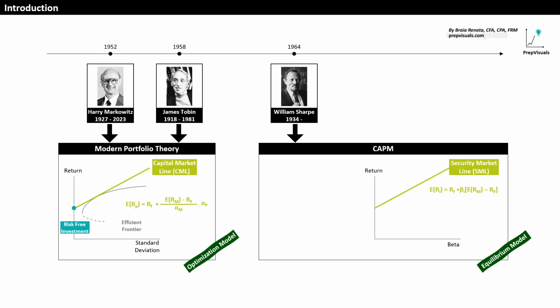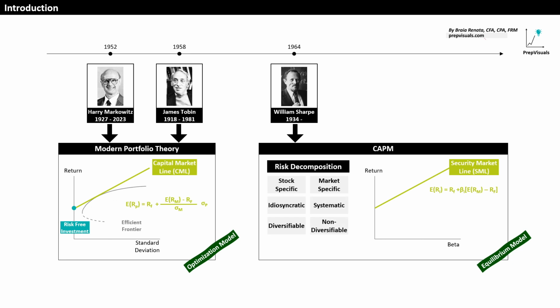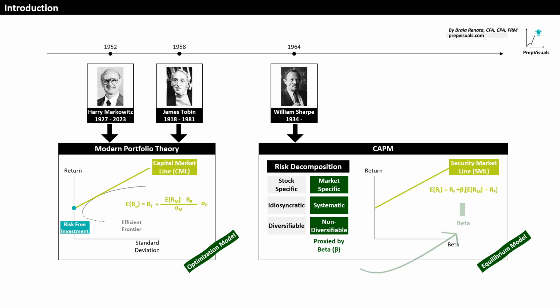However, before arriving at CAPM, Sharpe is especially known for decomposing risk into stock-specific and market-specific risk, which are also called idiosyncratic or diversifiable risk, and systematic or non-diversifiable risk, respectively. And within the context of CAPM, it is market-specific risk that is in the spotlight, because this is the component that is proxied by beta, and as you can observe, beta is an integral component in the CAPM equation.